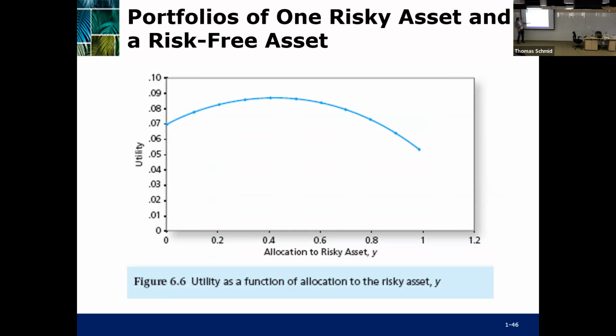But you can already see that if you start at 0 y, so that means only the risk-free asset, your utility is exactly the risk-free rate. Then you add a little bit of the risky asset, so your utility goes up, and you add more, it goes up, it goes up, but at some point it declines again. So it seems your optimal utility will be somewhere around 0.4, around 40% risky portfolio, 60% risk-free asset.